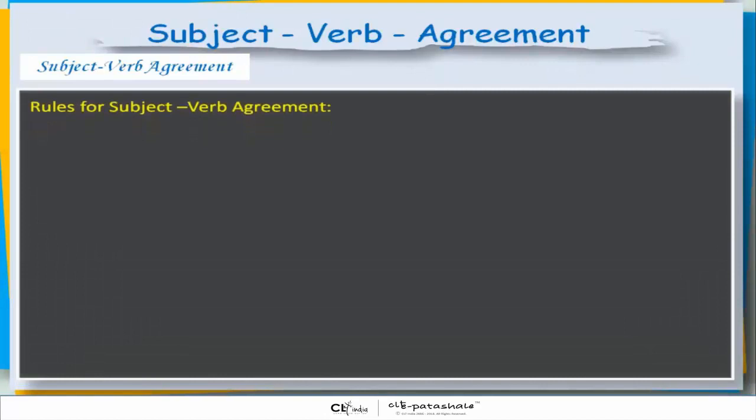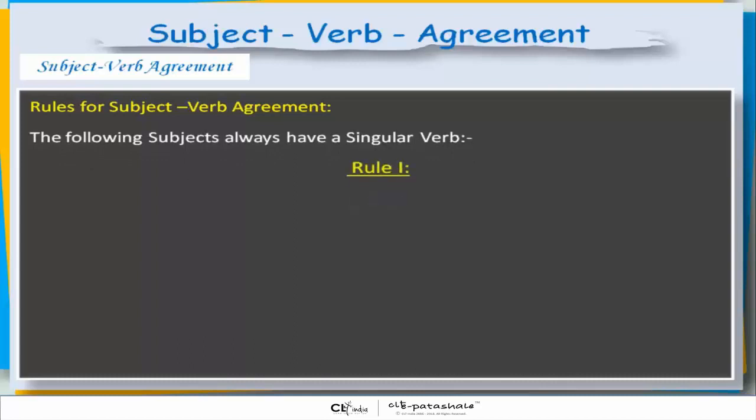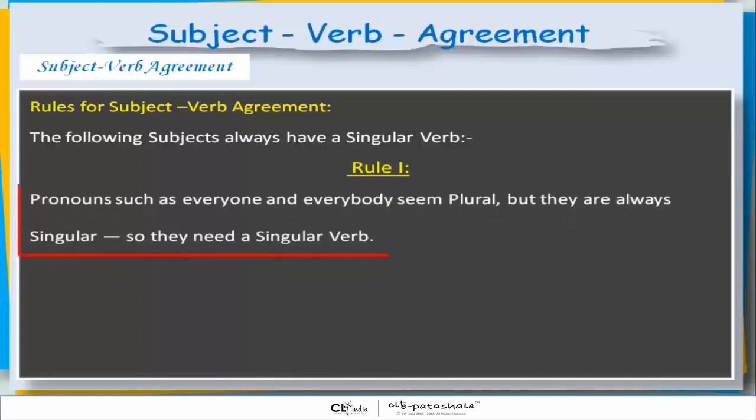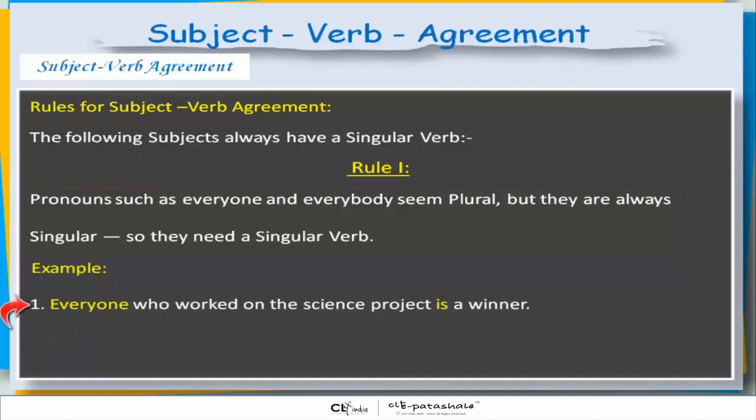Rules for subject-verb agreement are: the following subjects always have a singular verb. The first rule is that pronouns such as everyone and everybody seem plural, but they are always singular, so they need a singular verb. For example, everyone who worked on the science project is a winner. Someone has to answer the phone.